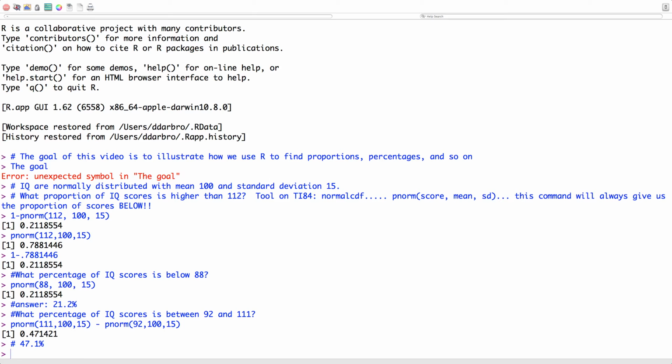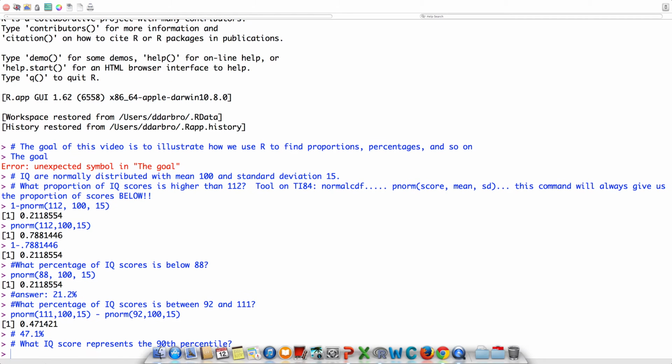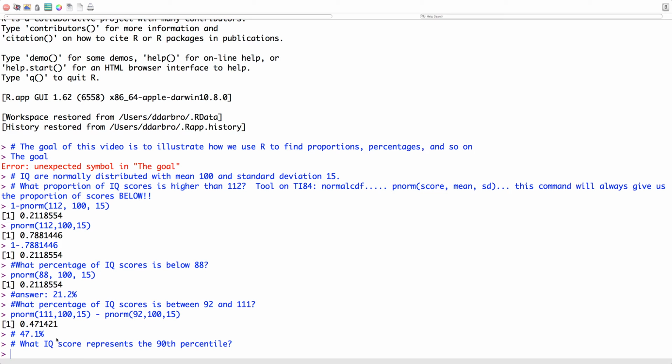Now, consider a problem like this. What IQ score represents the 90th percentile? It works out pretty nicely that the question we're being asked here doesn't ask us to find something that starts with a P. The pnorm operation really works problems in normal distributions for everything we're going to find that starts with a P.